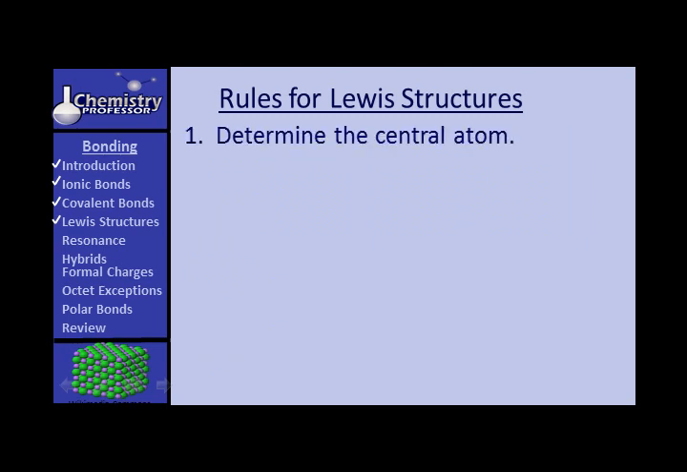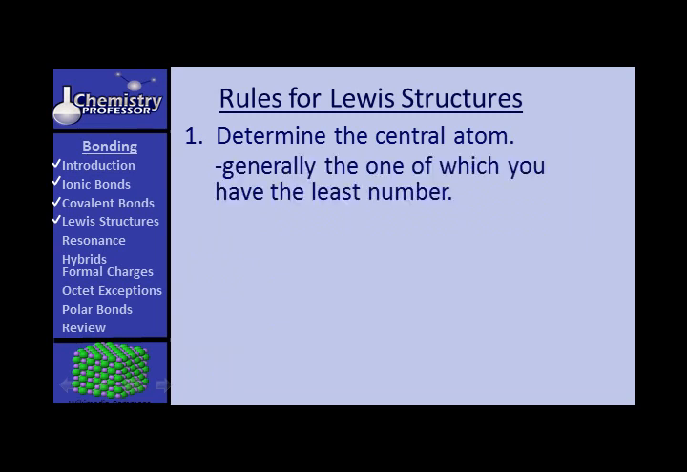Here are the rules. First, determine the central atom. Now, that's really kind of easy. It's generally the one of which you have the least number. For example, with NO3 negative, the central atom is nitrogen. In water, the central atom is oxygen. And the I3 ion, or the I3 molecule, think of it as being like this, I and I2. So the central atom is an iodine.